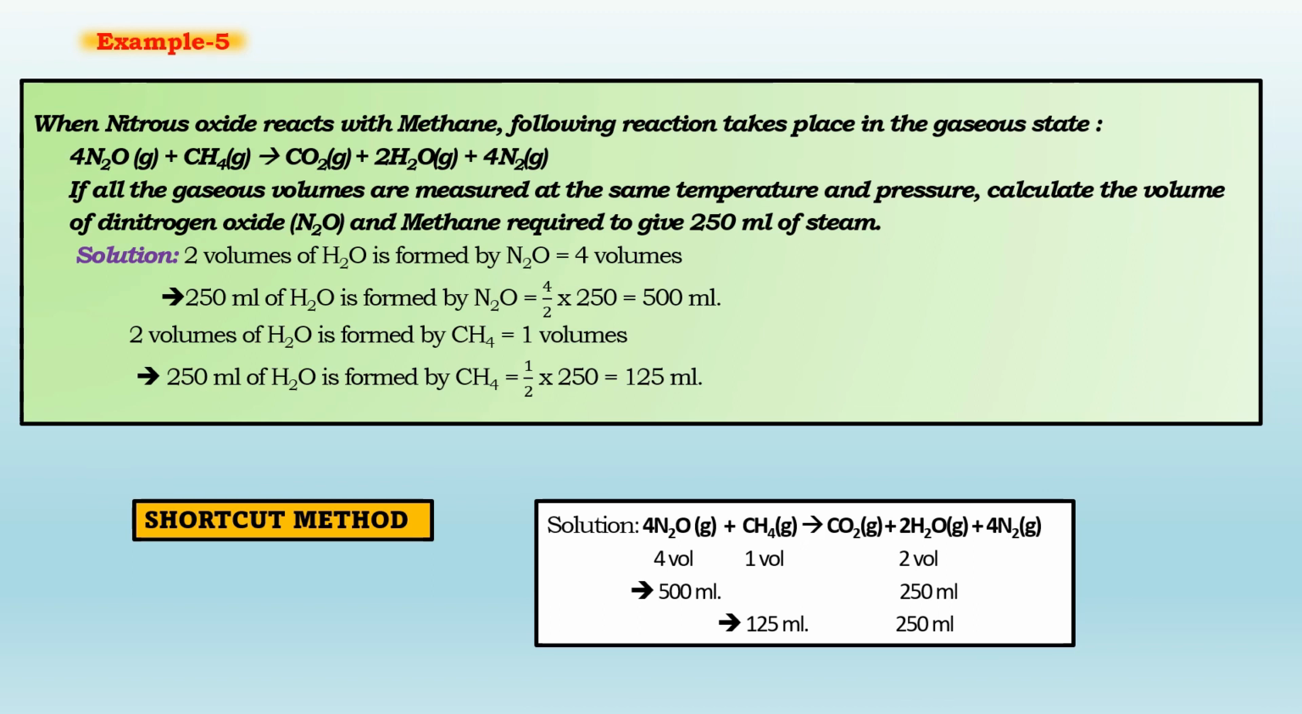So 250 ml of water is formed by methane equal to 1 by 2 multiplied by 250, that is equal to 125 ml.